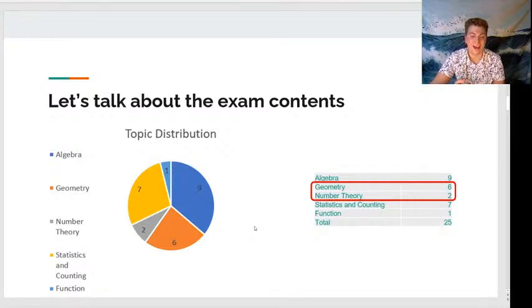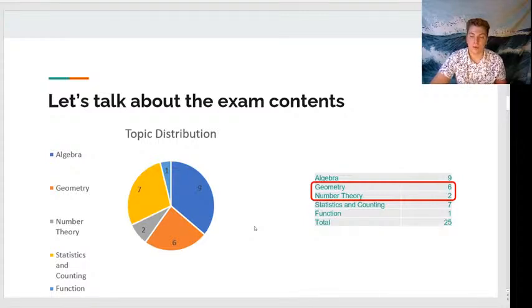You can see that with 9 algebra questions, 6 geometry questions, and 7 statistics and counting questions. So year to year, you usually see that. So if you're going to focus on 3 specific modules, those are the 3 I would definitely recommend. You have to know those well to be able to do well on this exam. But often the exam also covers a small amount of number theory and functions.